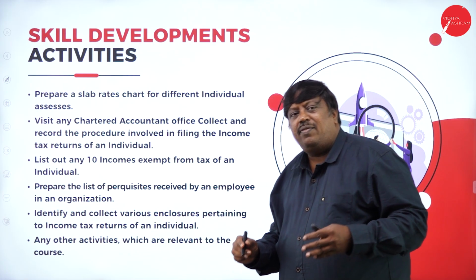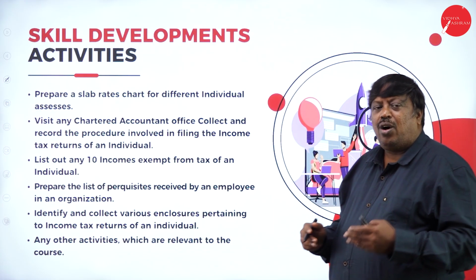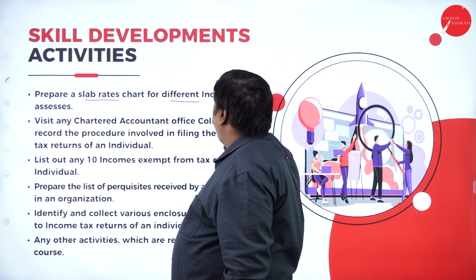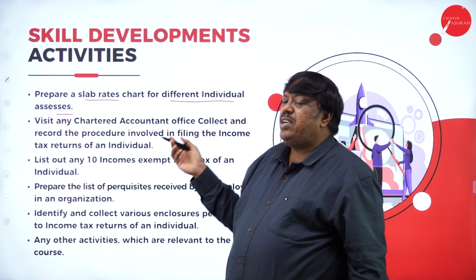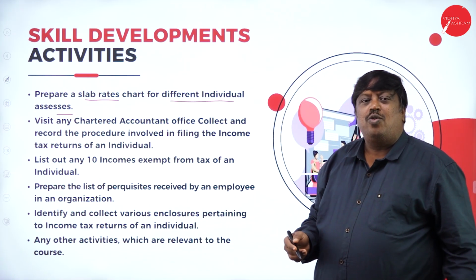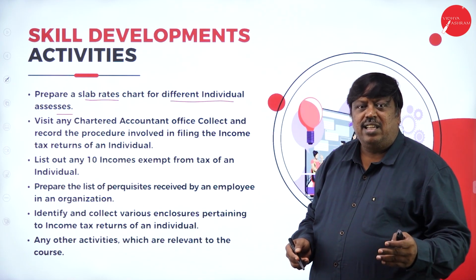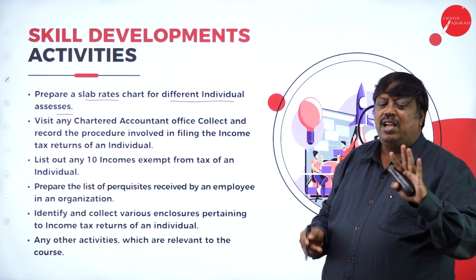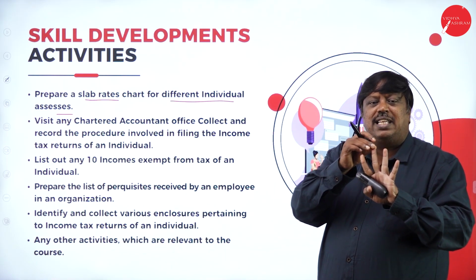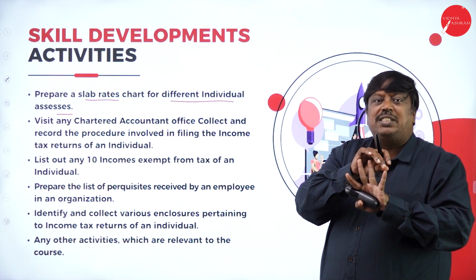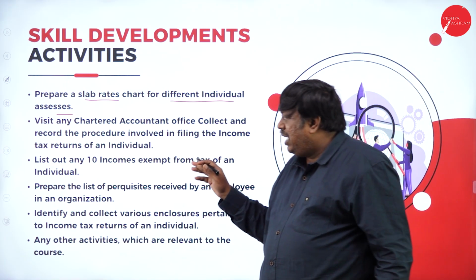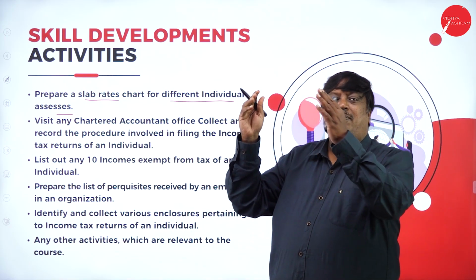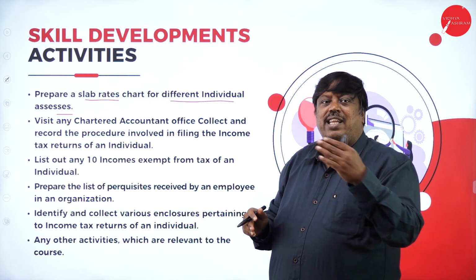So what is the skill development we have from the income tax concept? What we are learning here, the first concept, is that we can prepare the slab rates chart for the different individual assessees. So what are the different individual assessees? Woman assessee, senior citizen assessee, super senior citizen assessee, and normal assessee. There are 4 different types of individual assessees, and for each assessee the slab rates are different. So we can prepare a chart, keep it, and calculate easily.